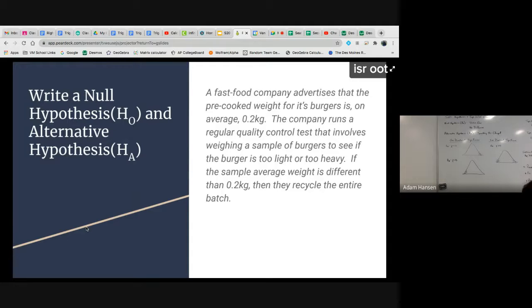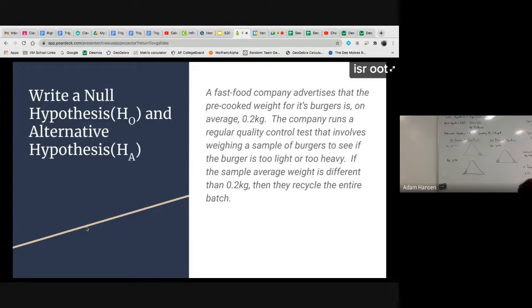There is no difference. So wouldn't these cheeseburgers still weigh on average 0.2 kilograms? Now we collect a sample, we conduct a hypothesis test, we want to see if it's either too light or too heavy. How could I describe the alternative hypothesis in that case? What would too heavy be? So it's more than, right? We don't want it to be more than our 0.2 kilograms that we're stating for these cheeseburgers.